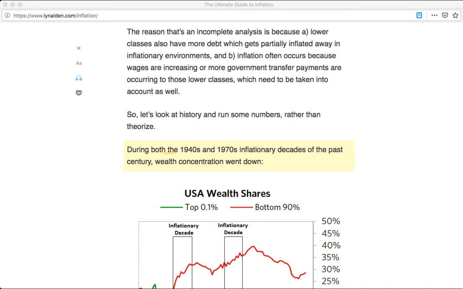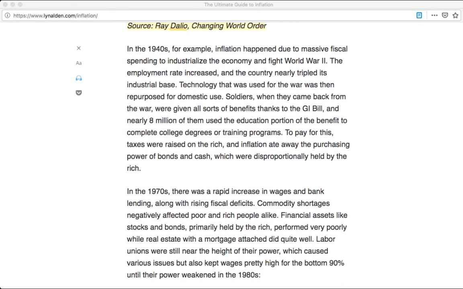During both the 1940s and 1970s inflationary decades of the past century, wealth concentration went down. Source: Ray Dalio, Changing World Order. In the 1940s, for example, inflation happened due to massive fiscal spending to industrialize the economy and fight World War II. The employment rate increased, and the country nearly tripled its industrial base. Technology that was used for the war was then repurposed for domestic use. Soldiers, when they came back from the war, were given all sorts of benefits thanks to the GI Bill, and nearly 8 million of them used the education portion of the benefit to complete college degrees or training programs.